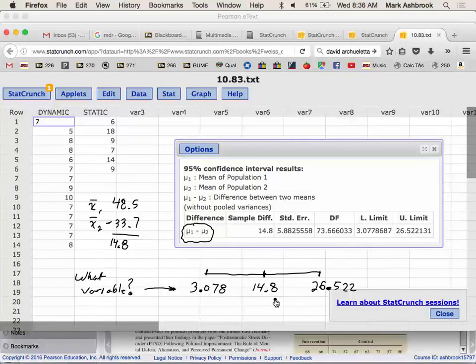The best we can guess for the true difference between them is the difference of our sample means, because that's the data we have. So 14.8 would be our point estimate of how much bigger malignant tumors are than benign tumors. But we're 95% confident that malignant tumors are at least 3 millimeters bigger and at most 26 millimeters bigger than benign tumors. So that's important. You can interpret that. So, difference of means.